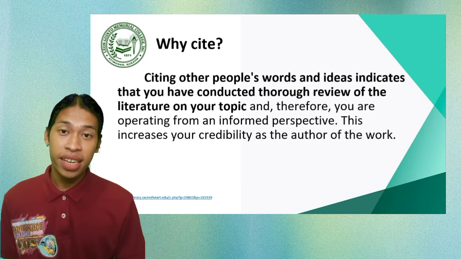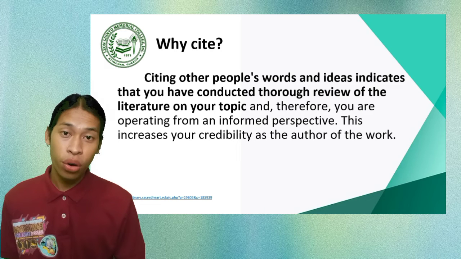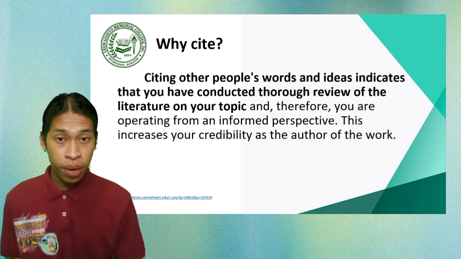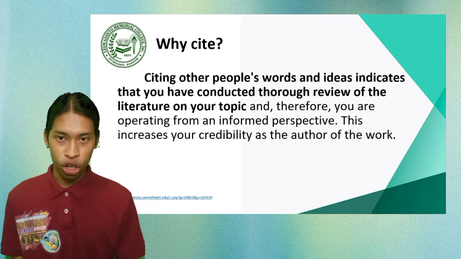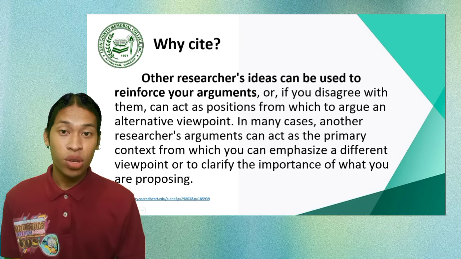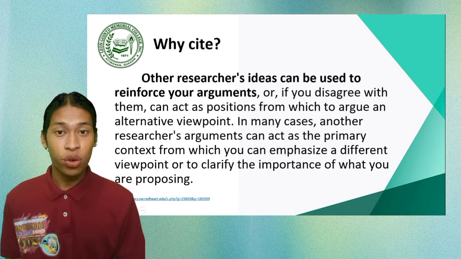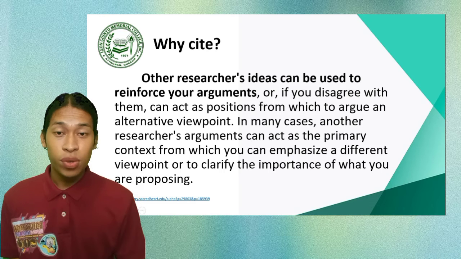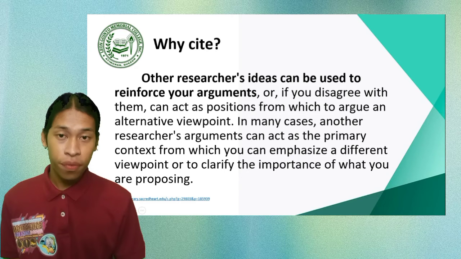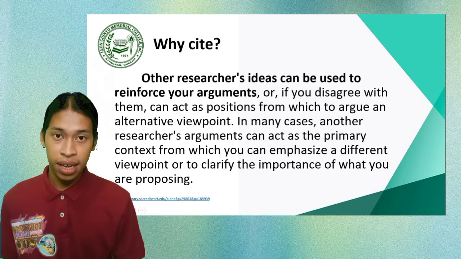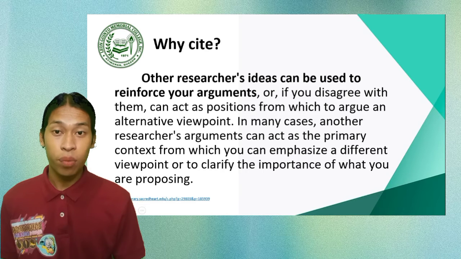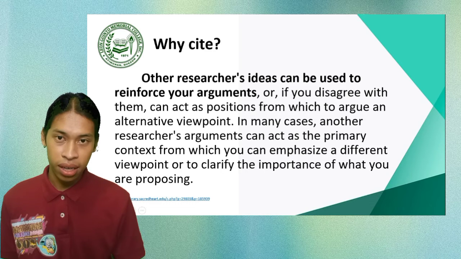Citing other people's words and ideas indicates that you have conducted a thorough review of the literature on your topic, and therefore you are operating from an informed perspective. This increases your credibility as the author of the work. Other researchers' ideas can be used to reinforce your arguments, or if you disagree with them, can act as a position from which to argue an alternative viewpoint. In many cases, another researcher's argument can act as the primary context from which you can emphasize a different viewpoint or clarify the importance of what you are proposing.